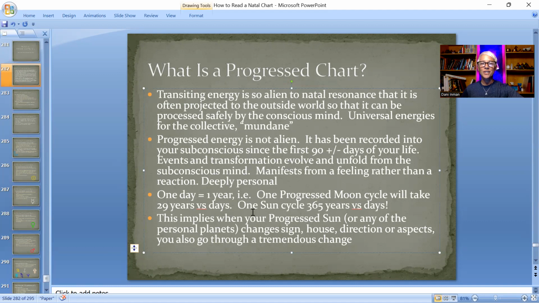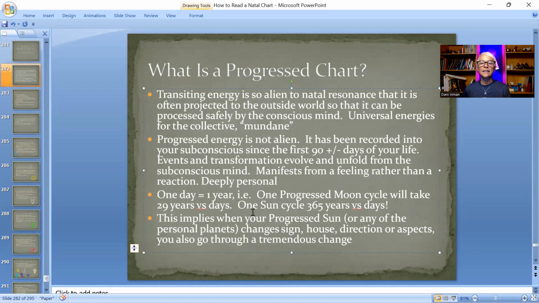So what the hell is a progress chart? What are you even talking about? When we look at the sky and we do the transits, whenever I talk to you guys about what's happening in the sky, this energy is essentially so alien to us, to our natal resonance, to our natal chart, that when we get encountered by it, we project it to the outside world so that it can be safely assessed by the conscious mind. These are the universal energies. This is like the Venus transits or a full moon read. Sometimes it's called mundane astrology.